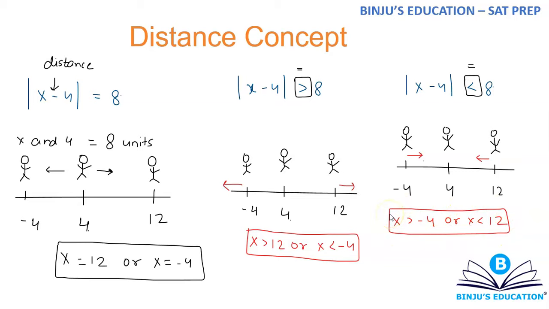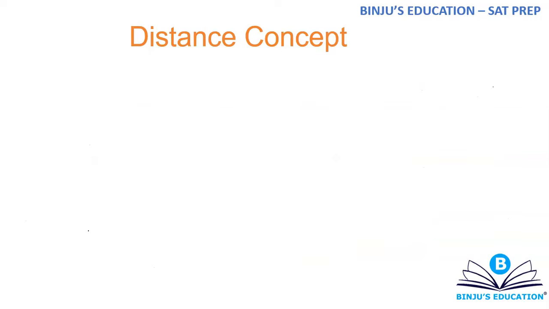Okay. So this is how you can solve questions using the distance concept. Let's take a couple more examples. I'm going to make this more interesting for you rather than giving you simple equations, because now I believe you all can solve simple equations. For example, if I give you mod of 3x by 5 minus 4 is equal to 11.